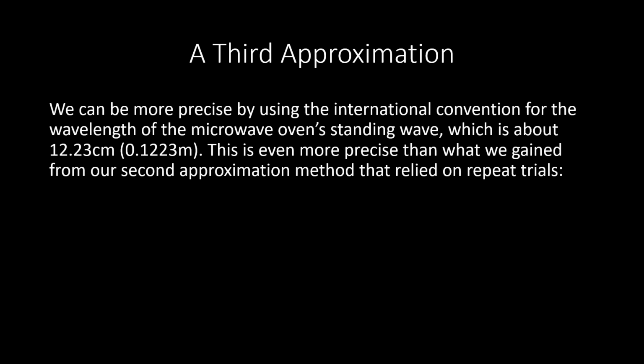Let's give a third approximation. We can be more precise by using the International Convention for the Wavelength of the Microwave Oven's standing wave, which is about 12.23 centimeters, converting to 0.1223 meters. This is even more precise than what we gained from our second approximation method that relied on repeat trials. Let's just kind of cheat here and take the information right from the manufacturer. This is still something we can perform at home.